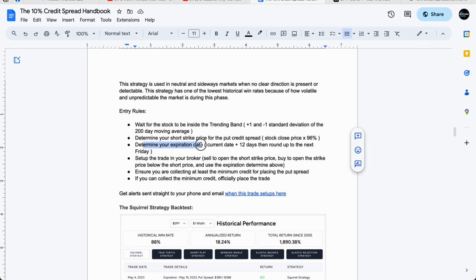Next, we need to determine our expiration date for this trade. So the current date plus 12 days, and then round up to the next Friday. So that's how we get our expiration date. If we can collect at least the minimum credit, then we're going to put this trade on.